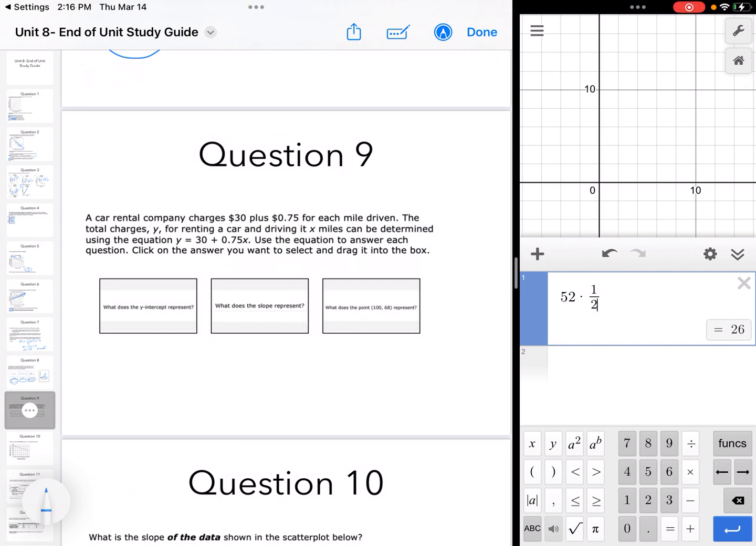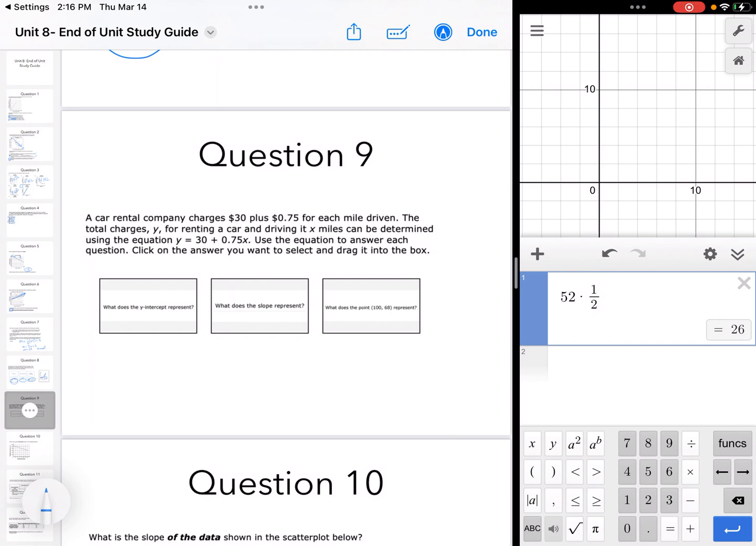A car rental company charges $30 a day plus 75 cents for each mile. The total charge is Y for renting the car, and X is the miles, which can be determined by using the equation 30 plus 75 hundredths X. Use the equation and then answer the question.